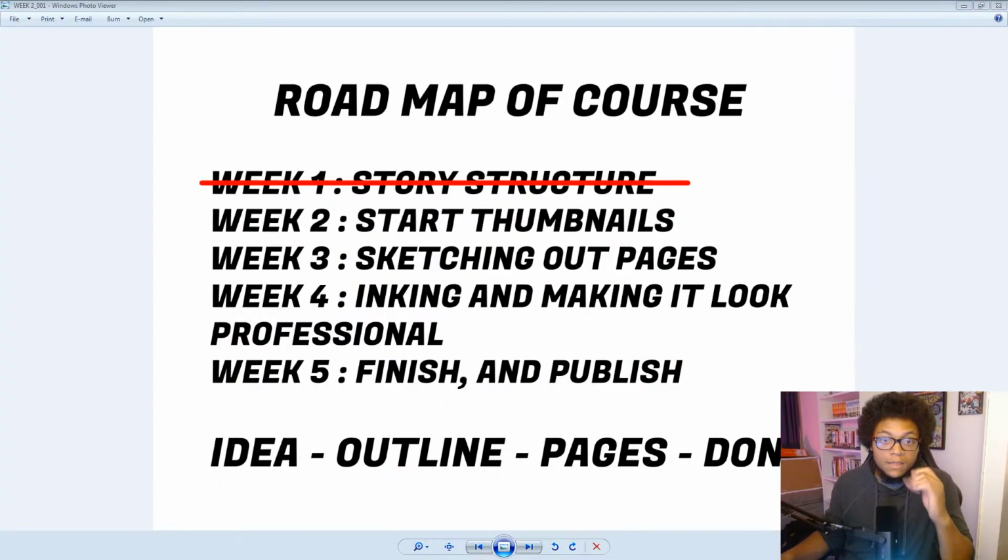So, in week 1, we talked about story structure. And this week, we're going to be talking about starting your thumbnails. This is a roadmap of the entire course.